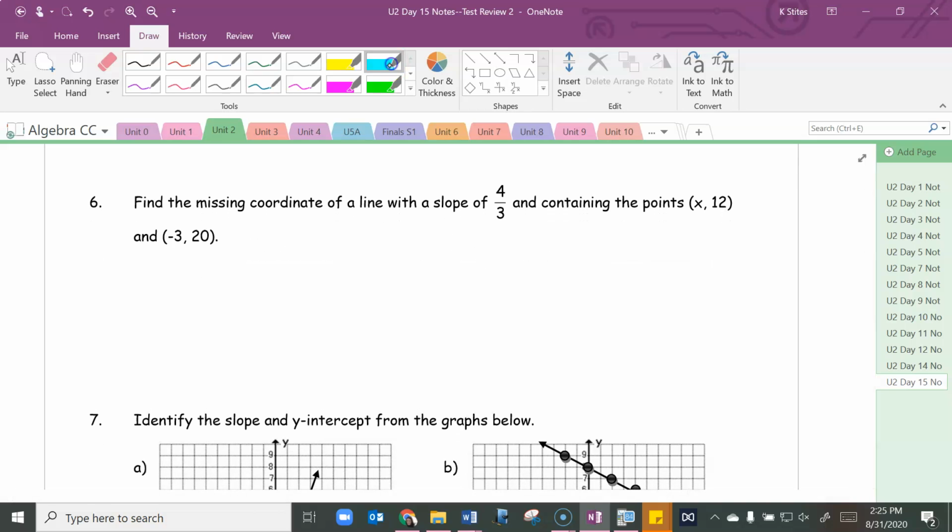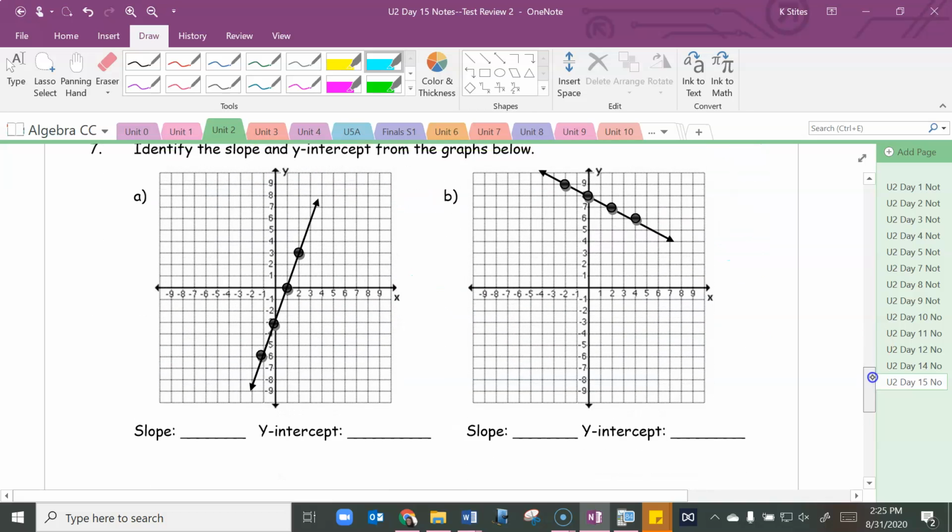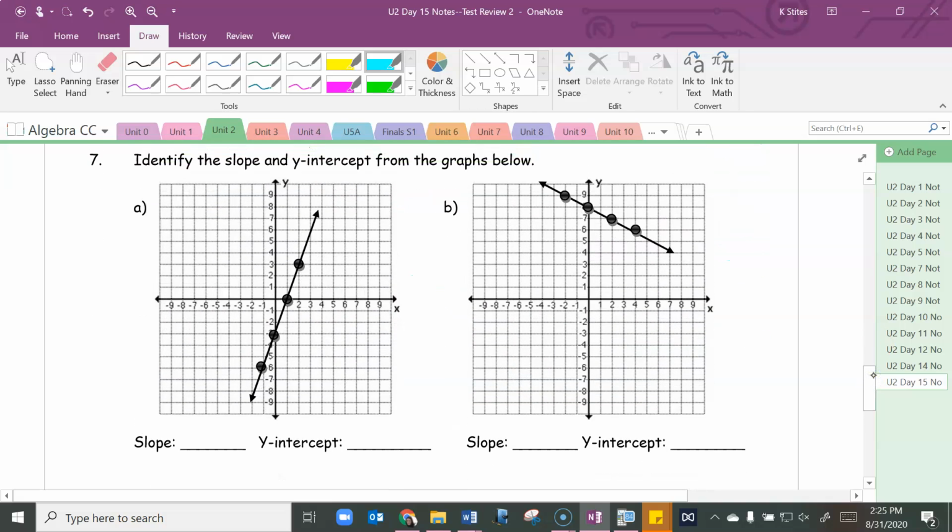Number 6, we are going to skip. And lastly, number 7, identify the slope and y-intercept from the graphs below. So slope of a graph, we will go ahead and go up and over. Since this line is going uphill, we're going up 3 and over 1. That means my slope is 3 over 1, or just 3. Our y-intercept appears on the y-axis, where our line hits the y-axis, right there. And again, it's always a 0, comma, in this case, negative 3.